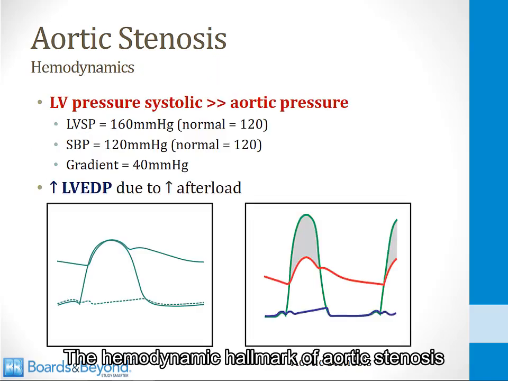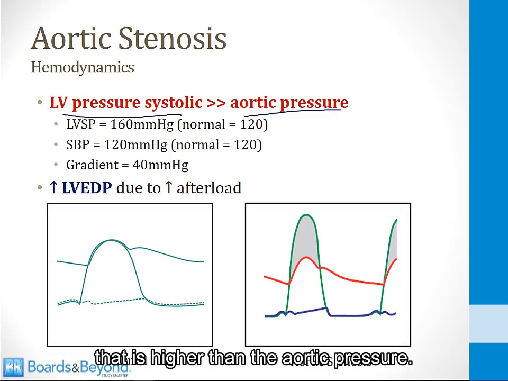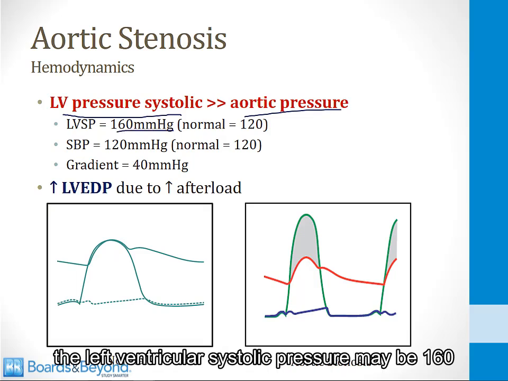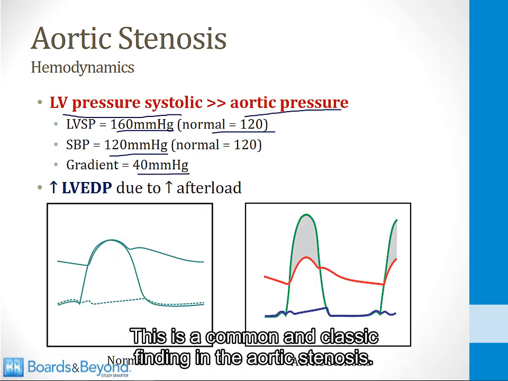The hemodynamic hallmark of aortic stenosis is a left ventricular systolic pressure that is higher than the aortic pressure. For example, the left ventricular systolic pressure may be 160 when the normal is 120. The systolic blood pressure in the aorta may still be 120, which is normal. This gives a gradient of 40 millimeters. This is a common and classic finding in aortic stenosis.